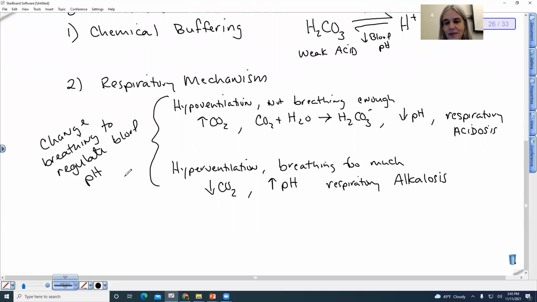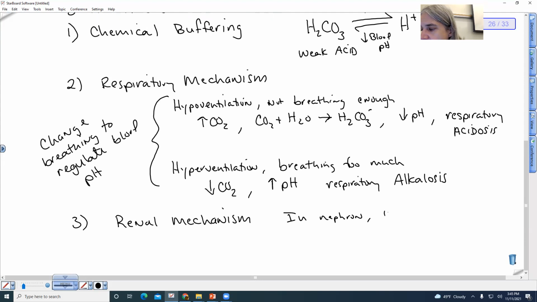The third mechanism is what is called the renal mechanism. And renal, you now know, means kidney. So you'll remember that when we modify the filtrate, we can either reabsorb hydrogen ions or we can secrete hydrogen ions. So in the nephron, we can either secrete hydrogen ions and your urine becomes more acidic if we're getting rid of hydrogen ions.